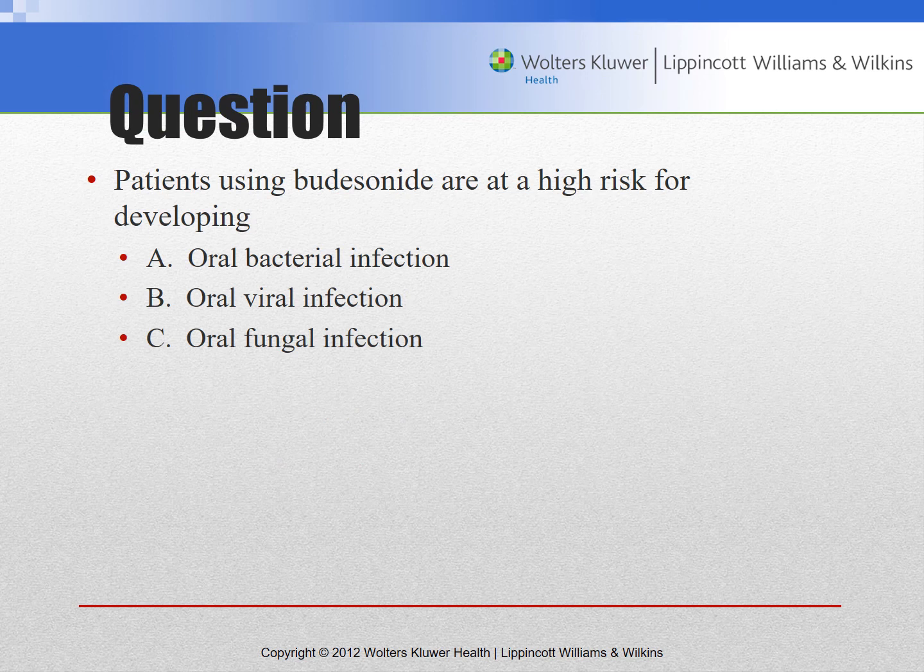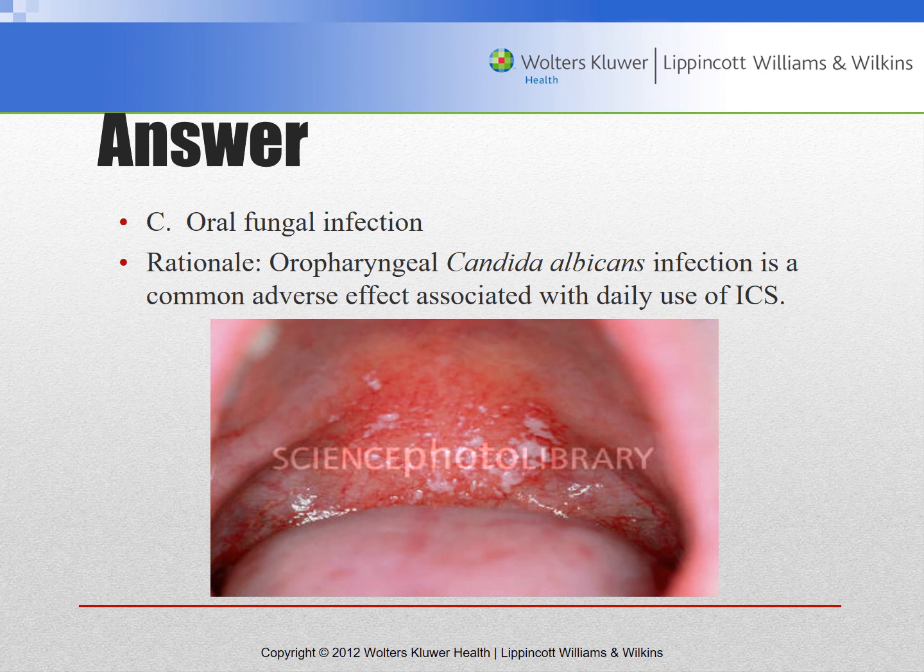So patients using budesonide are at a high risk for developing an oral fungal infection. Oropharyngeal Candida albicans infection is a common adverse effect associated with daily use of ICS. Also, again, commonly known as thrush. You can see that white coating there at the back of the throat, and you can't see it really well on the tongue there, but back here in the back, which is an adverse effect of using the inhaled corticosteroids and not washing their mouth out.